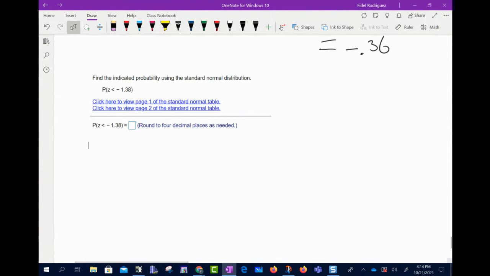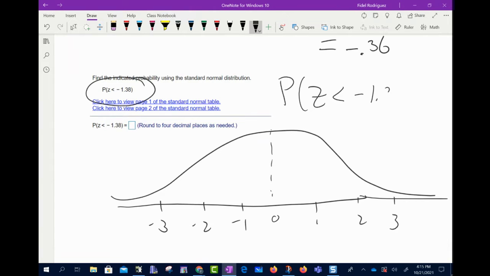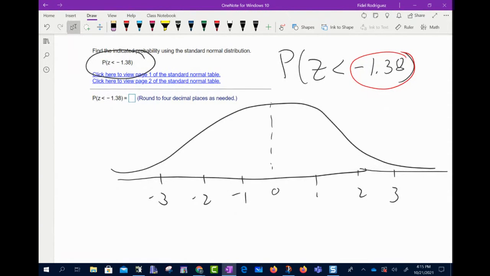All right, so here it says, find the indicated probability using the standard normal distribution. There's a couple of ways we can do it. The first one I'm going to show you is using the calculator. So this is what my normal curve looks like, something like this, right? Somewhere here in the middle is 0, and then we have 1, 2, and 3, and -1, -2, and -3. What we're looking for is the probability that z is smaller than -1.38. So this is the number that I'm really interested in. If I think about the graph, where would my -1.38 fall?